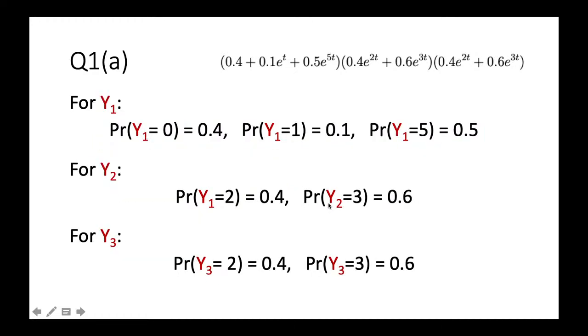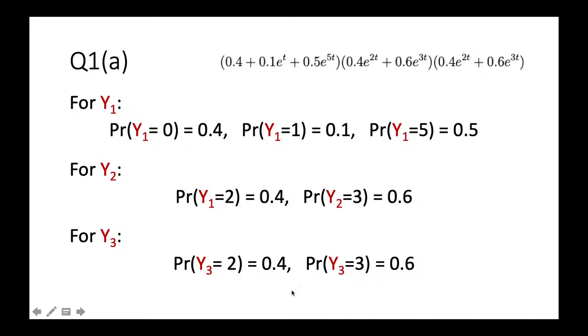For y1, we set the probability that it is equal to 0 with 0.4, equal to 1 with 0.1, and equal to 5 with 0.5. So this is the first random variable, y1. And then y2 has a chance of 0.4 for its value to be 2, and a chance of 0.6 for its value to be 3. Is that okay? And similarly, y3 is like this.